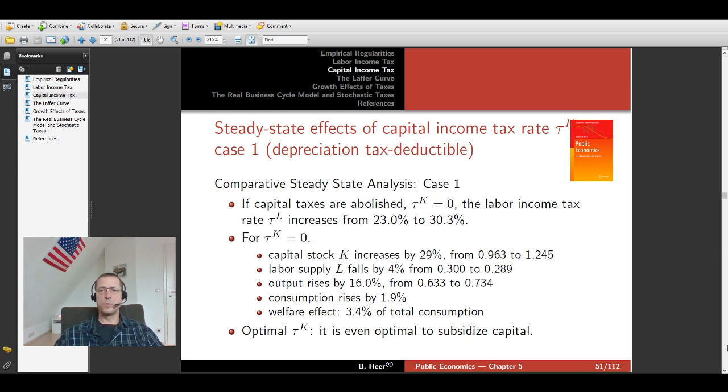If capital tax is abolished in the first case, and we set tau k equal to 0, we have to increase the labor income tax rate from 23 to 30%. The capital stock increases by 29%. Labor falls by only 4%. Output rises by 16%. Consumption by 1.9%. And our welfare effect is 3.4% of total consumption.